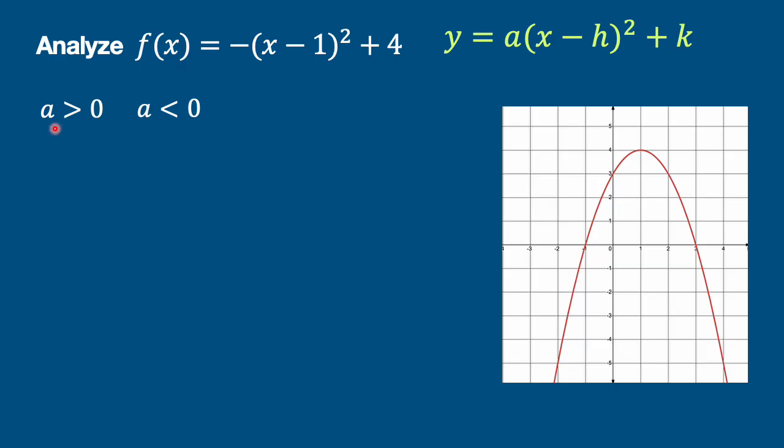What does a, the leading coefficient, mean? Look at this graph and the leading coefficient here. a is going to be negative, right? Everyone can see that a is negative here. Looking at the graph, it opens downward. That's the first piece of information. Second information, the vertex.